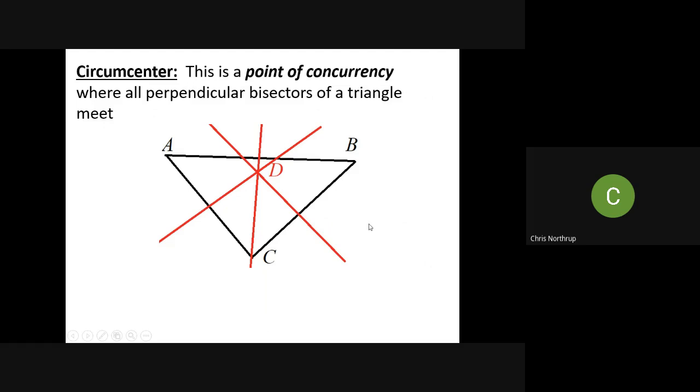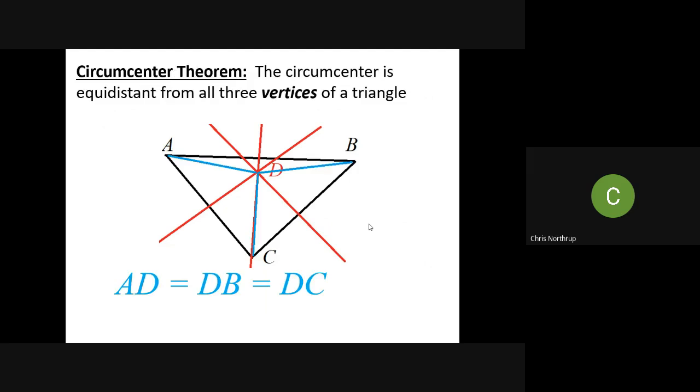call the circumcenter. Turns out if you connect D to any one of your vertices, so this is a theorem, you always get the same length. So A to D is the same as B to D, which is also the same as C to D. So that's our first point of concurrency and one theorem that goes with it. So there's an equation at the bottom, AD equals DB equals DC.